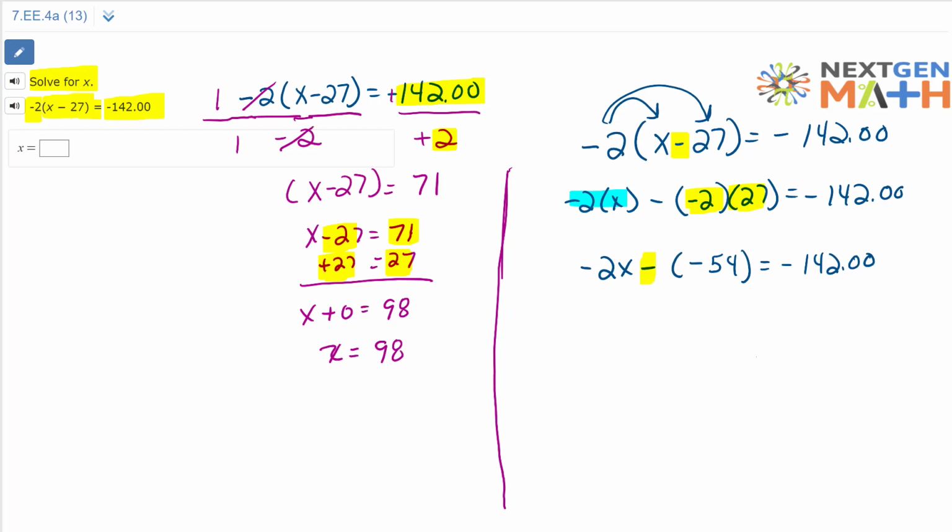When we subtract a number, that's the same thing as adding its opposite. So subtracting negative 54 is the same thing as adding its opposite, or adding positive 54. So now we have negative 2x plus 54 equals negative 142. Now we'll subtract 54 from each side.